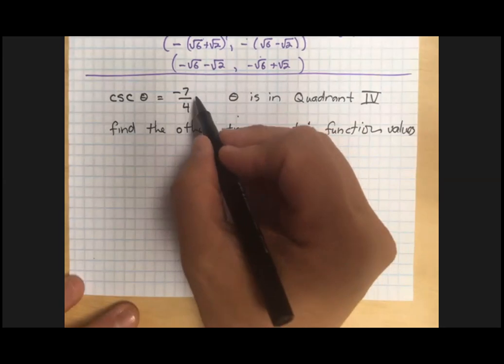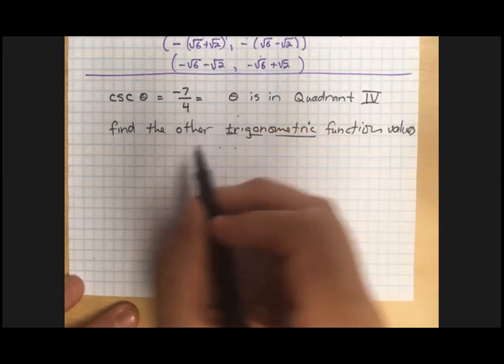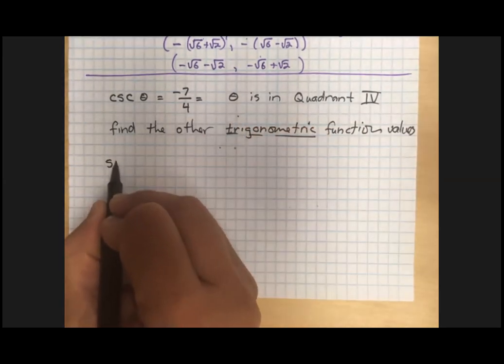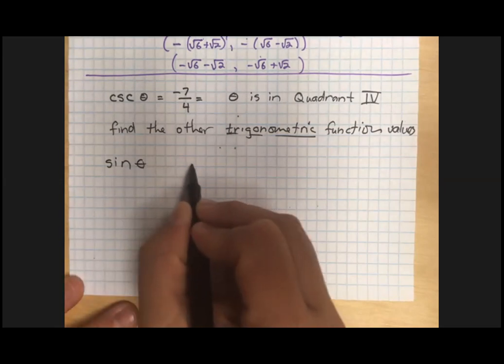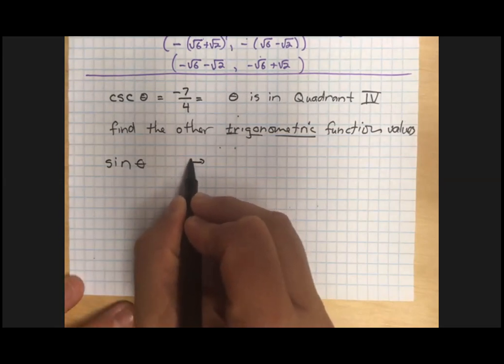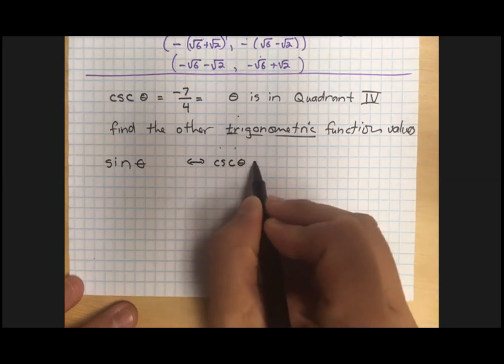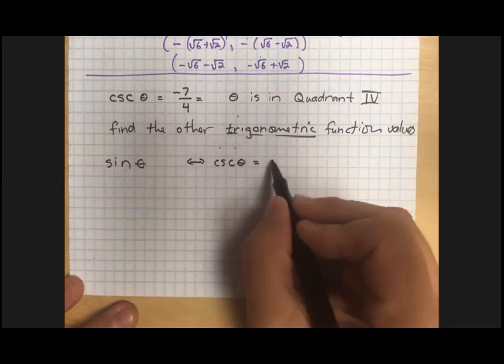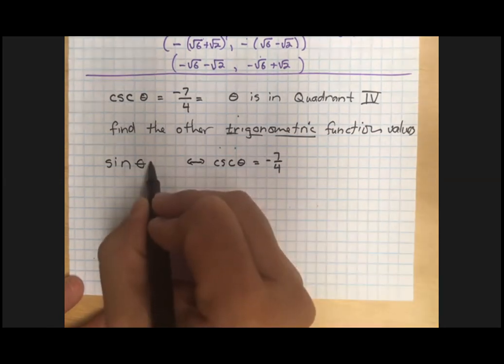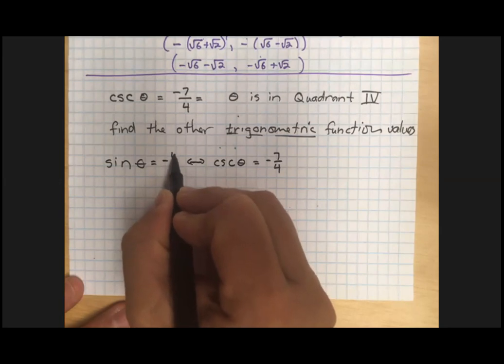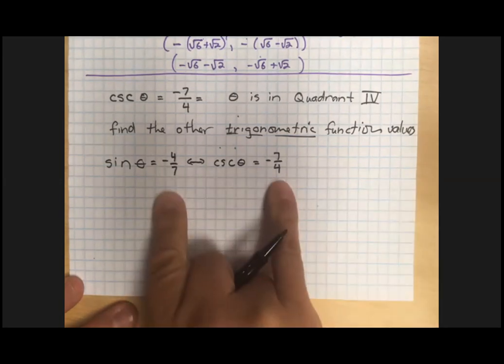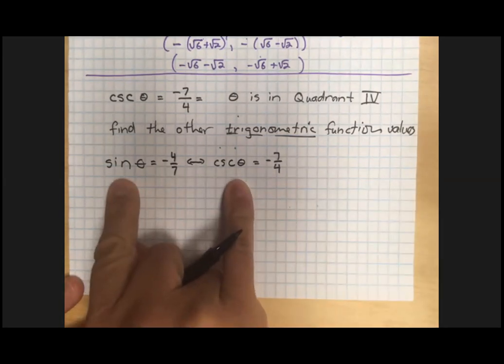Now, I have to remember what cosecant is. And in fact, since I know cosecant is the partner of sine, remember, I already know 2 of the 6. This is minus 7 over 4. That makes this minus 4 over 7. Because secant is reciprocal with cosine, and cosecant is reciprocal with sine.